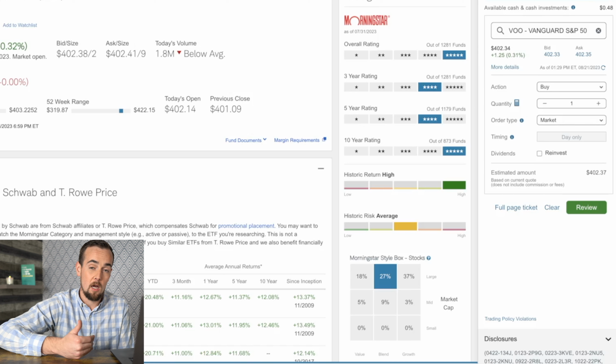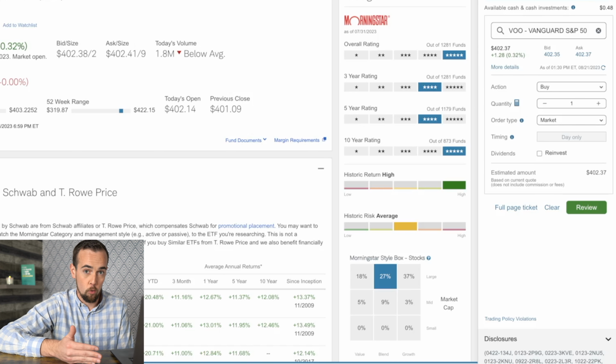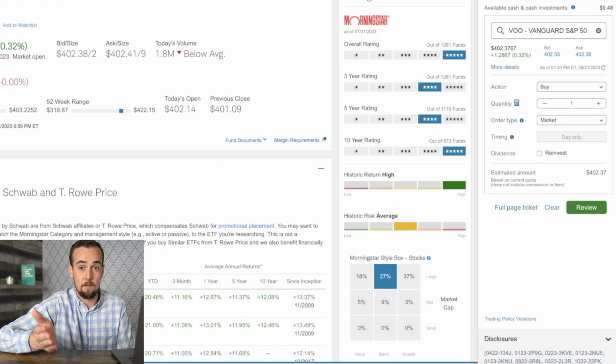It's going to go up and down by a few cents as you place your order. So if you don't care about the exact dollar value that your order is getting filled at, you just want to make sure it gets filled, the market order is great for that. And it also works in that manner on the sell side.